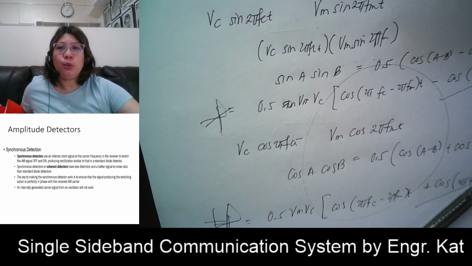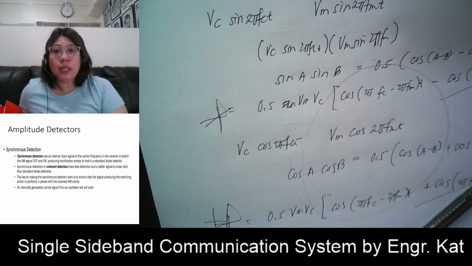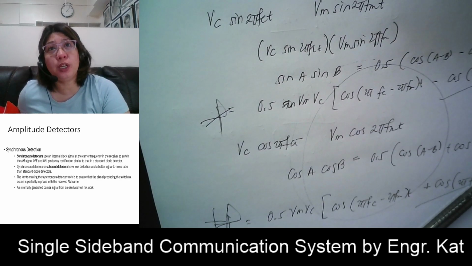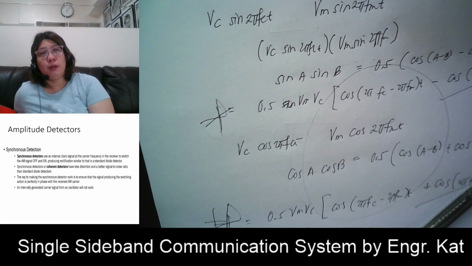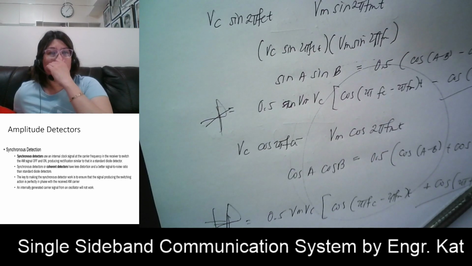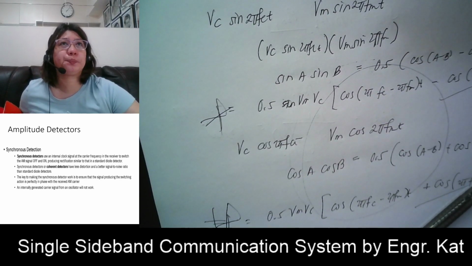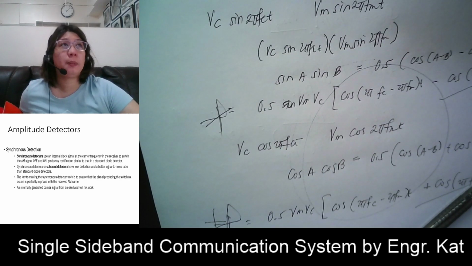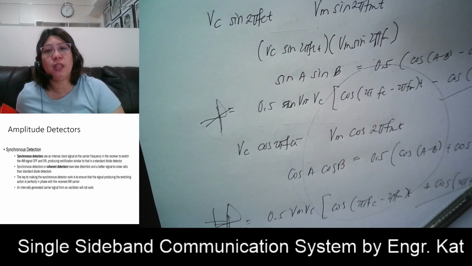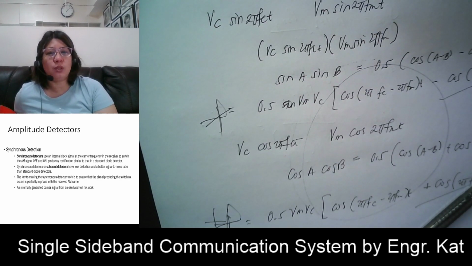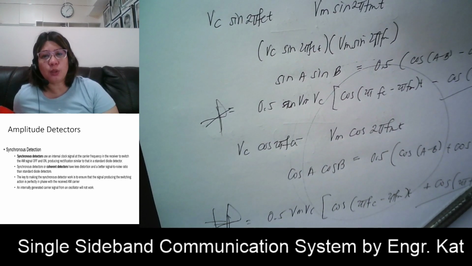Okay? So for the synchronous detection of amplitude detectors, we use synchronous or heterodyne receivers for coherent detection, and asynchronous or non-coherent detection for the conventional AM. For this single sideband communication, we make use of synchronous detection. Okay, so the synchronous detection uses an internal clock signal at the carrier frequency in the receiver to switch the AM signal off and on, producing rectification similar to that in a standard diode detector. So synchronous detectors or coherent detectors have less distortion and a better signal to noise ratio than standard diode detectors.